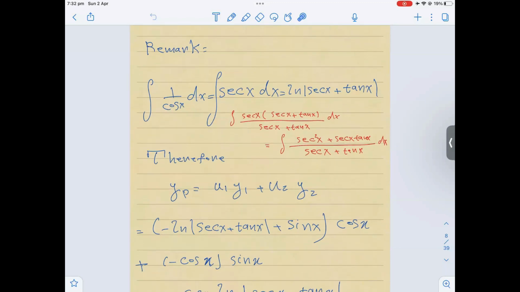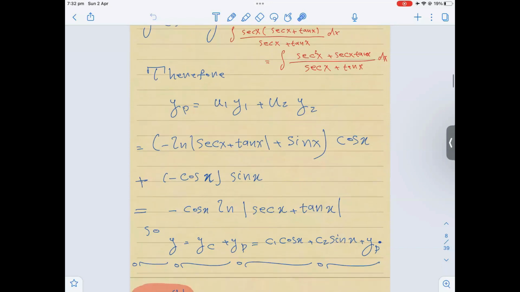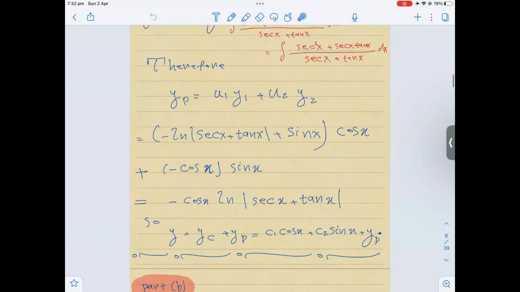Therefore, we've obtained u1. We had the u2 already. So yp is this guy here. And we can just do some simplification, this guy and this guy. We will have this guy as yp. So the general solution will be the addition of the complementary solution plus the particular solution. All right.